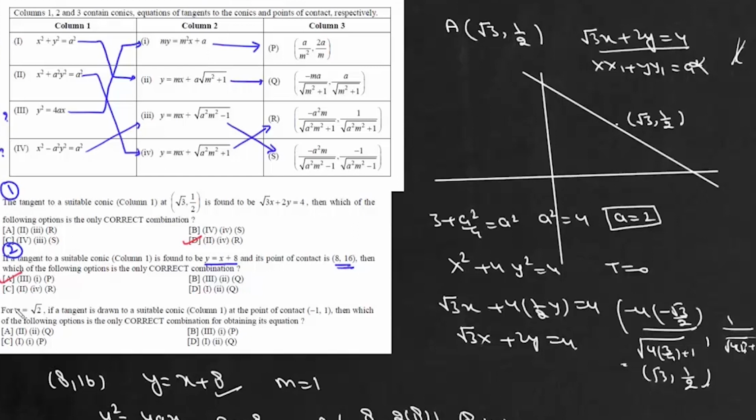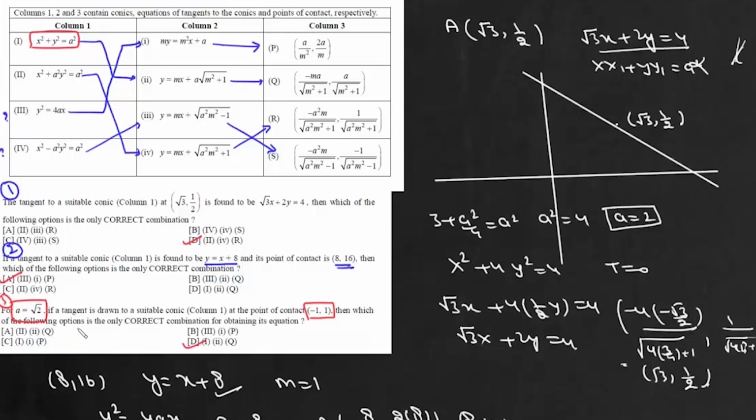And the next one is for a equals root 2, if a tangent is drawn to a suitable conic at the point of contact minus 1, 1, then which of the following option is the only correct combination for obtaining its equation? Now, if we put x as 1 and y as 1, then we should get a as root 2. This is only possible in this case of a circle. So this third one, it should be this 1, 2 and q. And that's your option D.